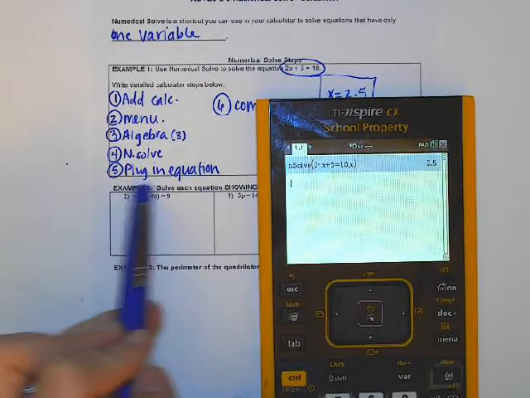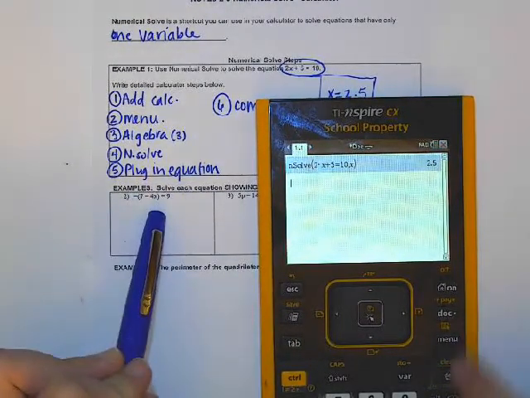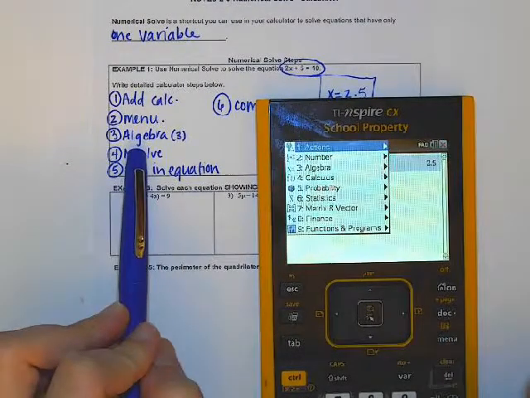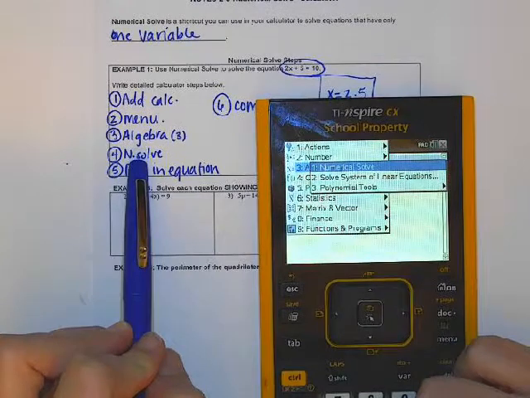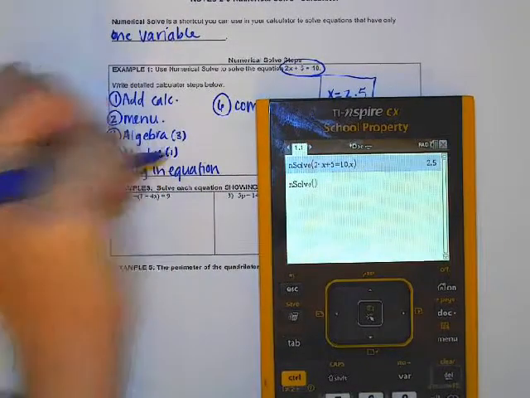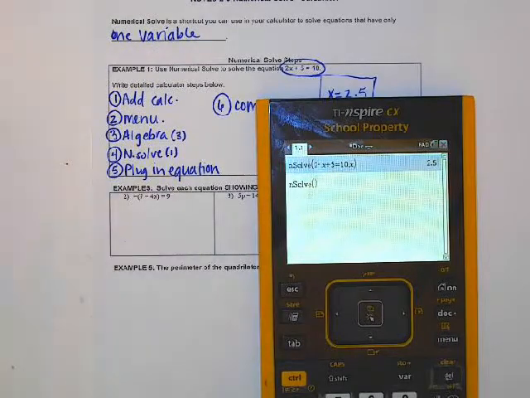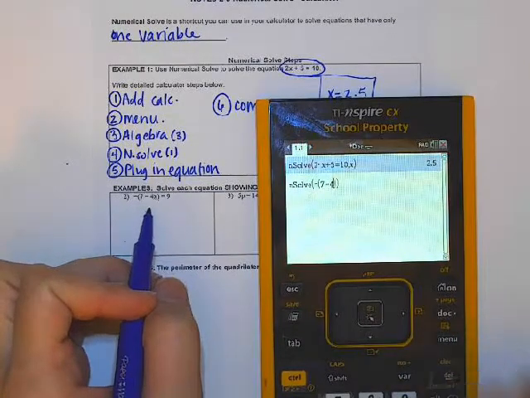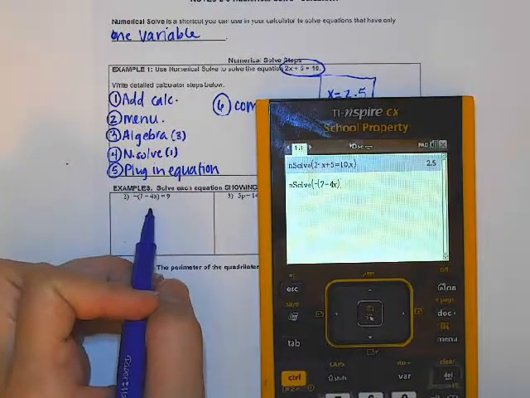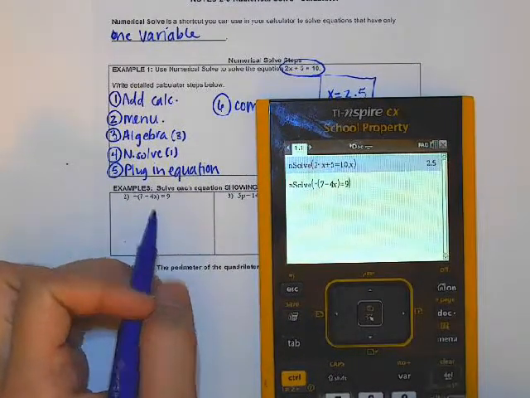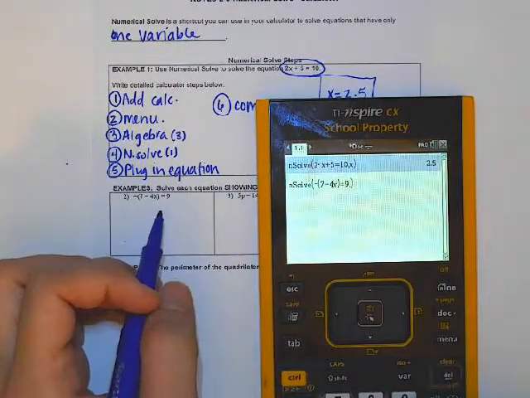So if I want to plug this in nSolve, hit Menu, Algebra, nSolve, which is number 1, so menu 31. Plug in my equation. Plug it in exactly how it looks. Negative parentheses 7 minus 4x equals 9, comma, x.